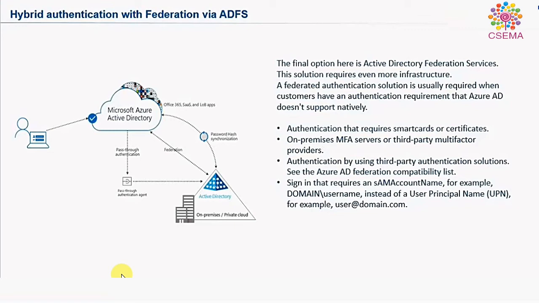A federated authentication solution is usually required when a customer has an authentication requirement that Azure AD does not support natively. So authentication that requires smart card. Some of the examples here: authentication by using third-party authentication solutions. Federation compatibility list requires SAM account name. For example, if you are not using UPN, then this would be the solution. Also domain name / username, if you want people to use your domain / username for authentication. So this would be one solution you should be considering.